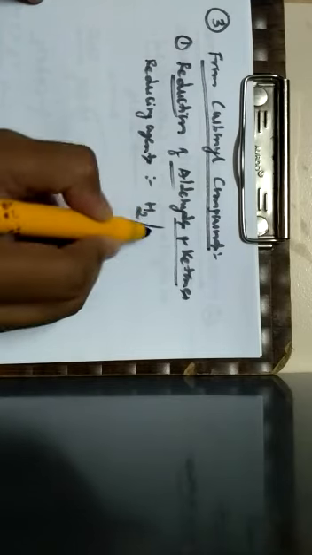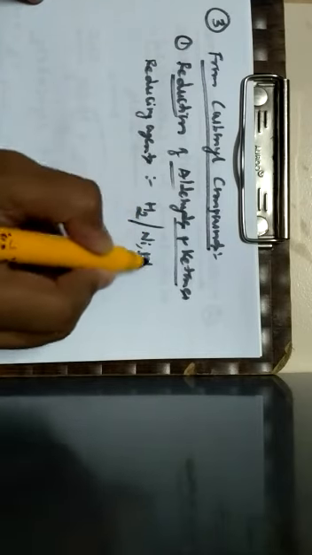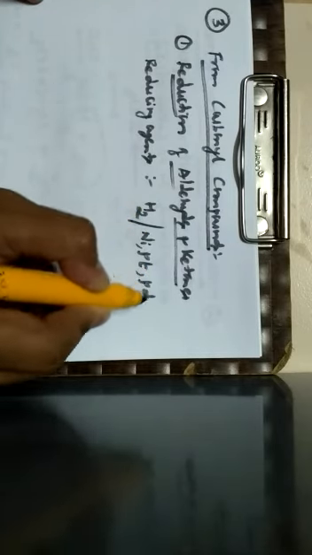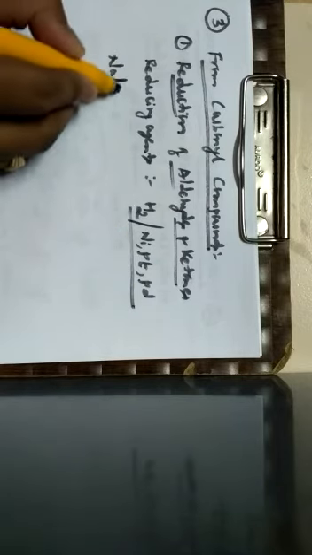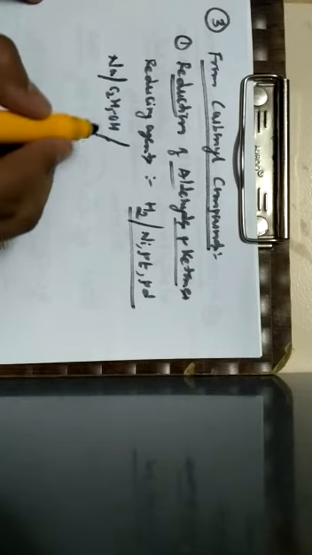So when we go through with the reduction of aldehydes or ketones, first we should know the reducing agents. There are many reducing agents that have to be known. Out of all these, the most important reducing agents are hydrogen, which can be used in the presence of nickel or platinum or palladium. This is one reducing agent. Or else I can also use sodium metal in the presence of ethyl alcohol. This is one reducing agent.